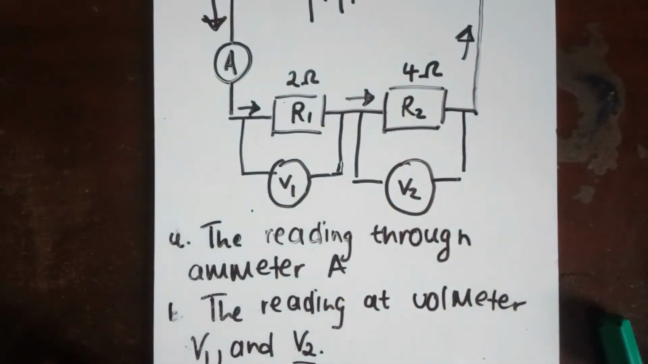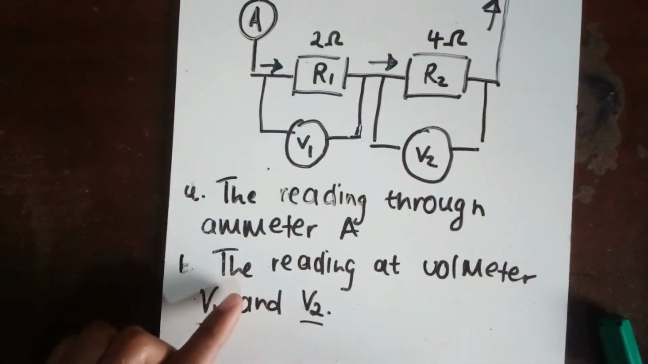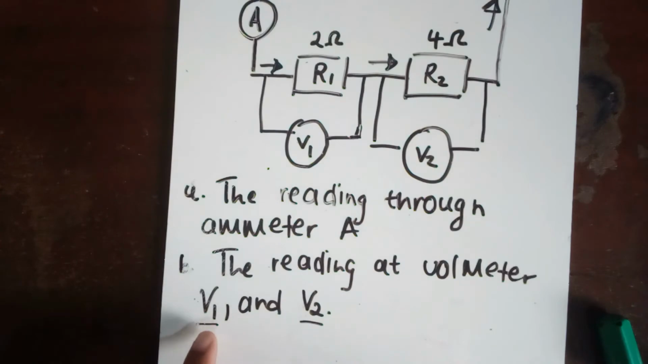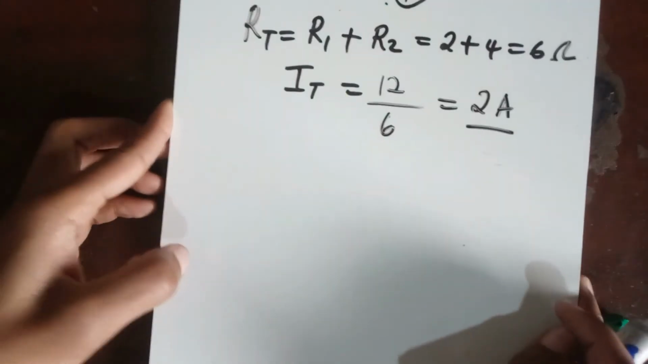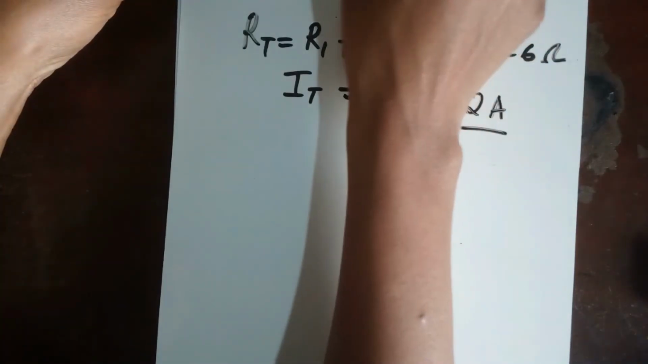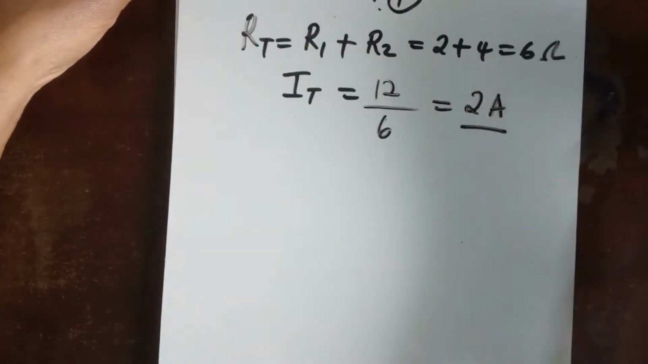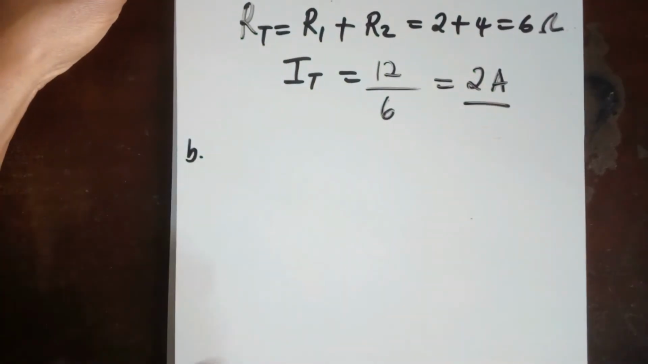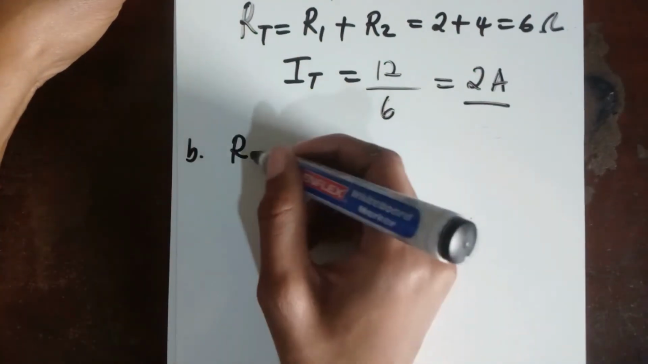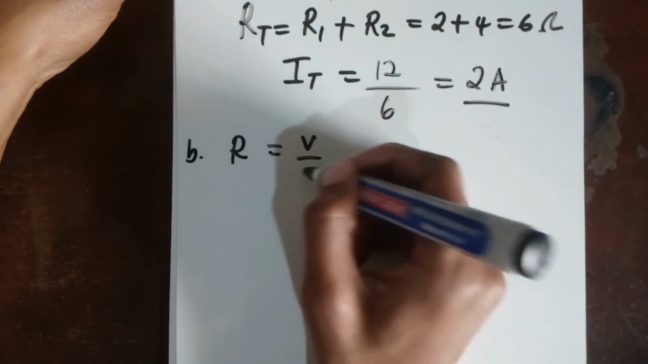And the second question was saying to us that we should calculate the reading on voltmeter V1 and voltmeter V2. Okay, so how do we do that? So this is A. So how do you think we do that? We also start with our Ohm's law, which says R equals V over I.